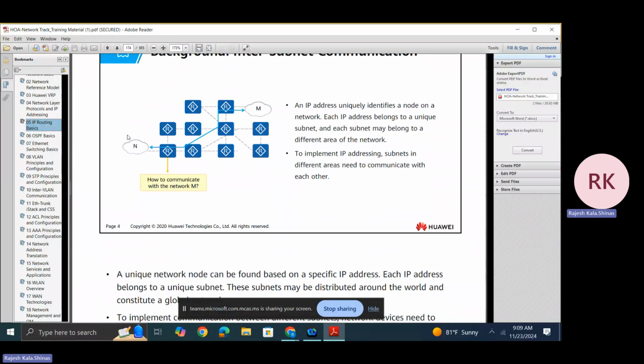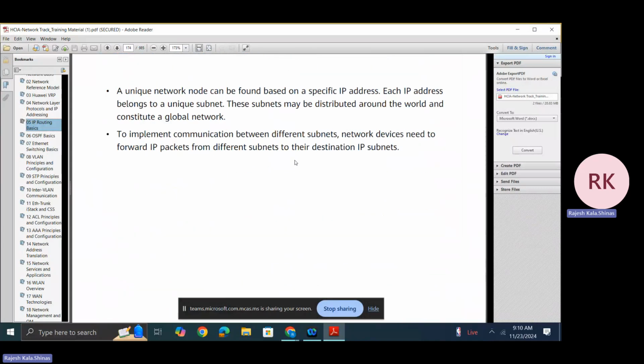A computer in network N or subnet N wants to communicate with a computer in another network M. This communication happens with the help of network devices, layer 3 devices. Mostly we use routers. The router is the one which performs data communication between a device in one network and another device in another network. To implement communication between different subnets or networks, the network devices, meaning routers, need to forward the packets from one network to another network.